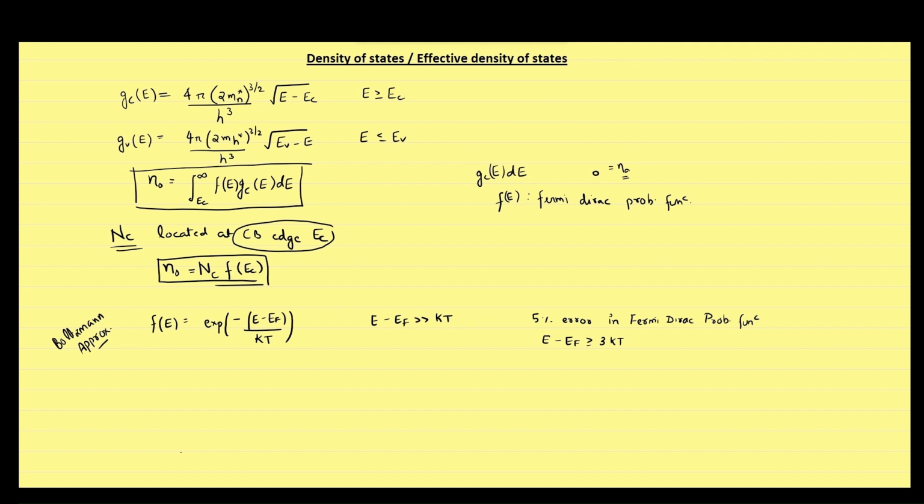Now we calculate the value of Fermi Dirac probability function at energy level EC, then we will get exponential of minus within bracket EC minus EF divided by kT. Now if you put this value in this expression, then we will get the electron concentration in conduction band to be equal to Nc multiplied by exponential negative of within bracket EC minus EF divided by kT.